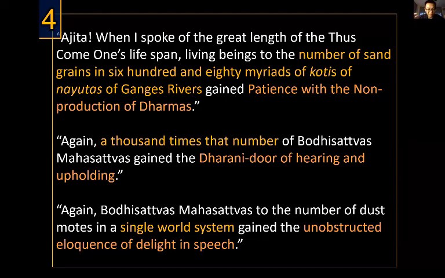And then there's also 1,000 times that number. It means 1,000 times multiplied by 1,000 of these 680 myriads of kotis of nayutas of countries, rivers as it stands. Now, more numbers in that, again, the dharani door of hearing, upholding, and so on and so forth.